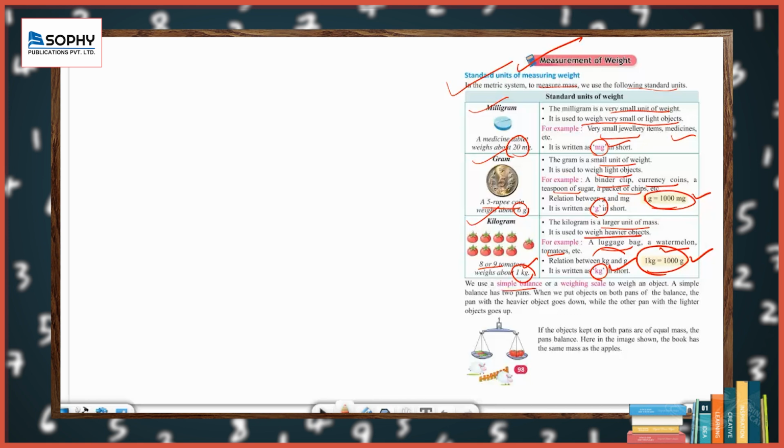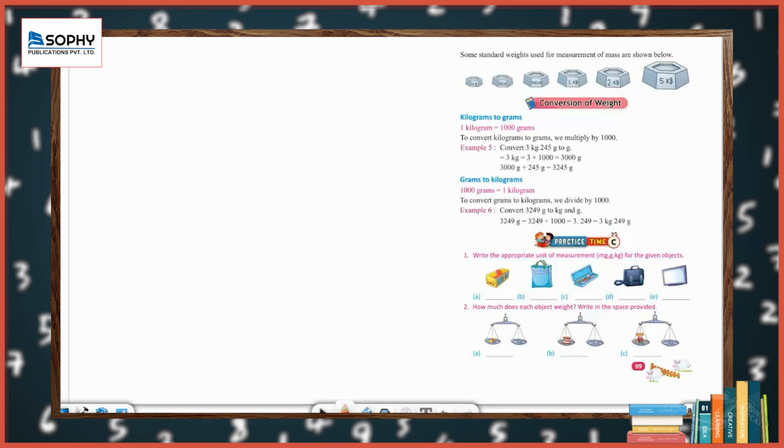We use a simple balance or a weighing scale to weigh an object. A simple balance has 2 pans. When we put objects on both pans of the balance, the pan with the heavier object goes down while the other pan goes up. If the objects kept on both pans are equal, that means the pans balance. Here in the image shown, the book has the same mass as the apple, students, in these pictures. Some standard weights for measurement of mass are given below. For example, students, in gram, 50 gram, 100 gram, 500 gram, 1 kilogram, 2 kilogram, 5 kilogram.